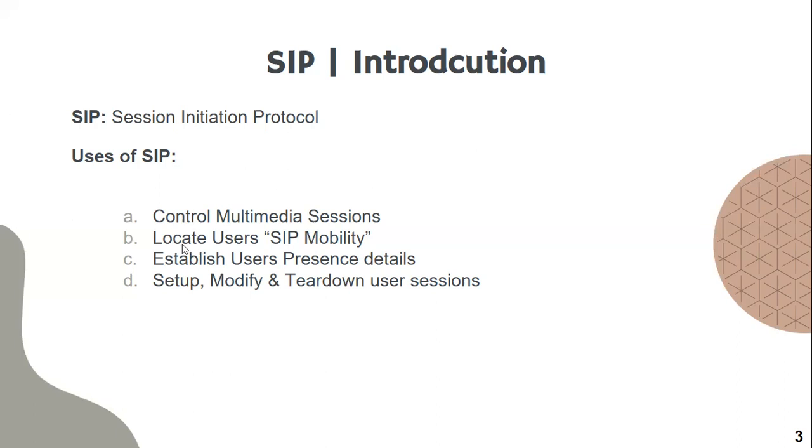Now, the second function of the SIP protocol is to locate users' SIP mobility. We use the SIP protocol to see where the B number is. And if this B number moved from place to place, he has to register where he is now. And all this happens by SIP messages that flow between network nodes.